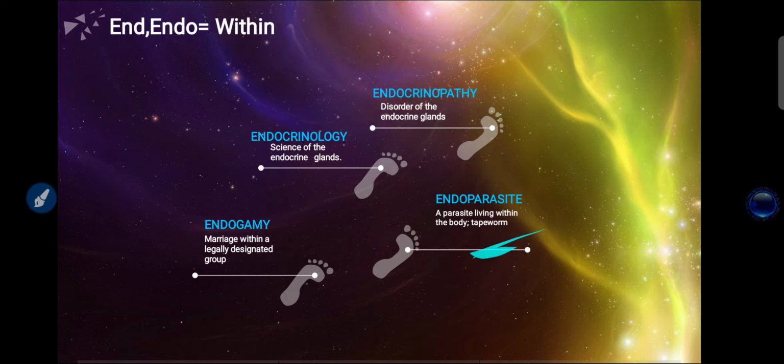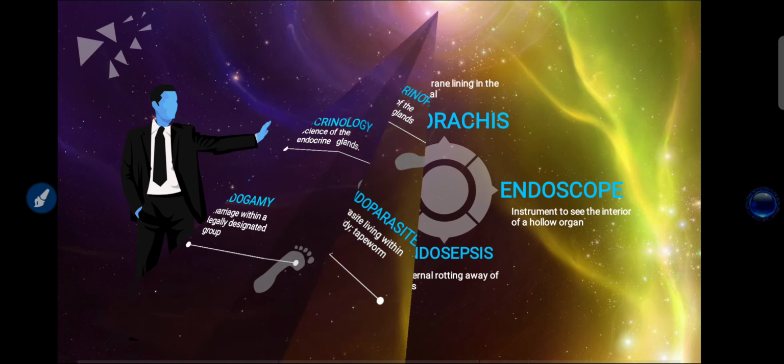The next one is endoparasite. What is endoparasite? A parasite is something living inside our body. As you all studied in the biology section, tapeworm and ringworm are examples of parasites. So endoparasite means something living inside our body.